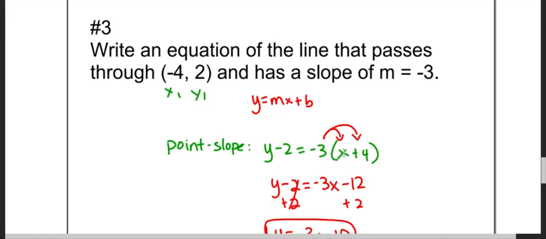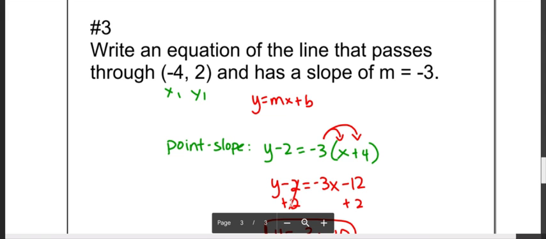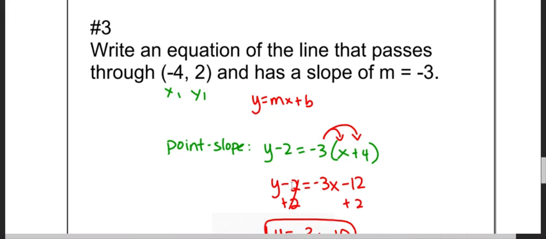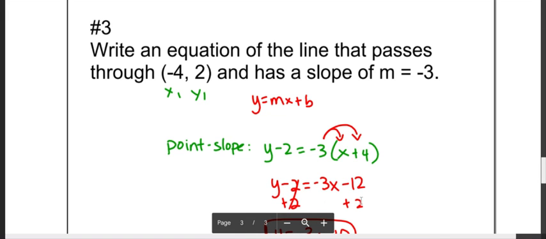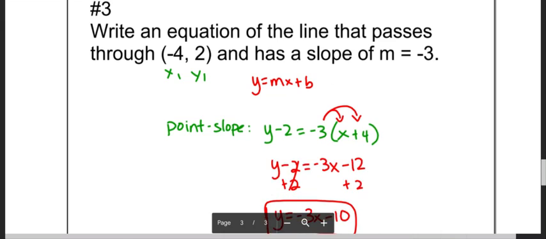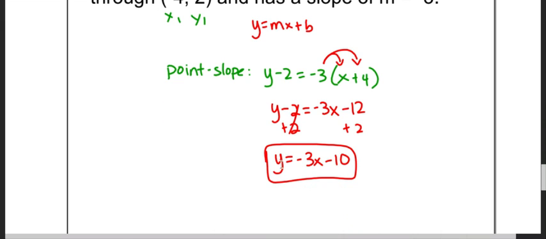So we take negative 3 times x and negative 3 times 4. When we do that, we get y minus 2 equals negative 3x minus 12. And the last step, we want to get y by itself, so we need to do the opposite operation. We have minus 2, so we need to add 2 to both sides. The 2's cancel out over here on the left. And then we have negative 12 plus 2, which is negative 10. So our final answer there in slope-intercept form is y equals negative 3x minus 10.